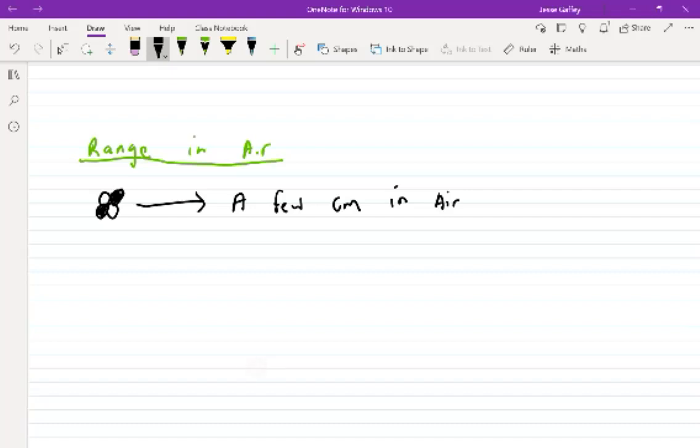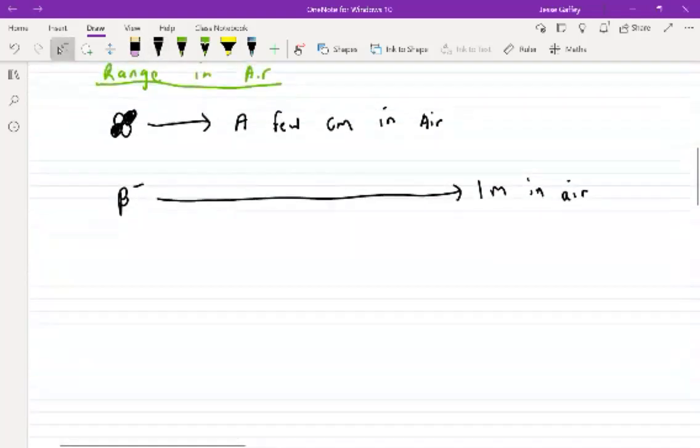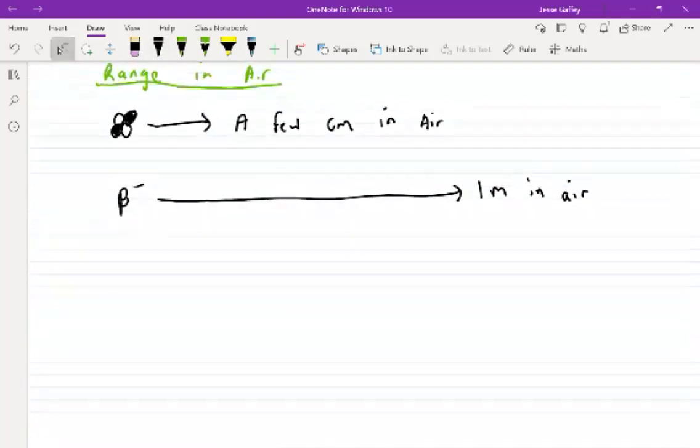So a beta particle can actually travel for about 1 meter in air. Eventually, it's going to hit some particle, and because it's an electron, it's probably just going to attach itself to that atom. So if it's an atom or an ion that needs an electron, then the beta particle is going to become part of that atom. So it has a range of about 1 meter.